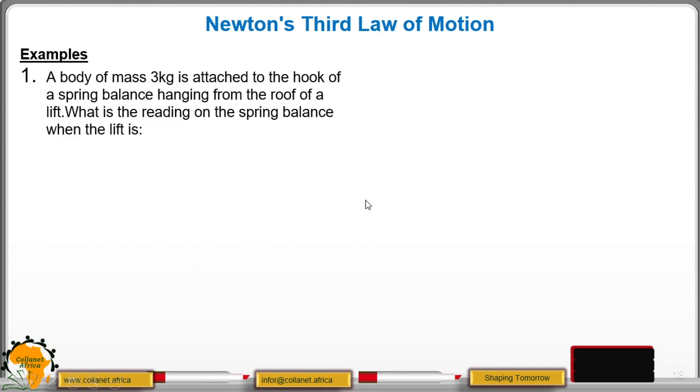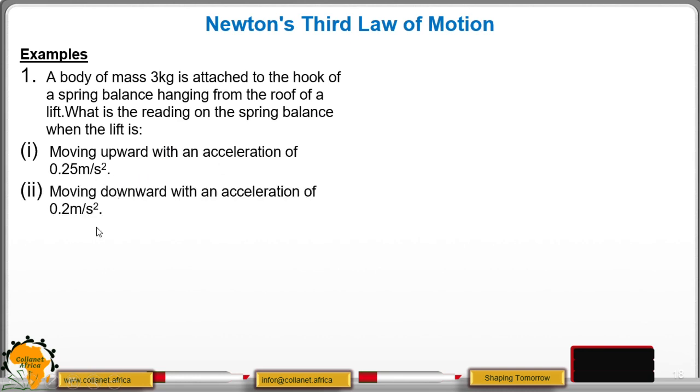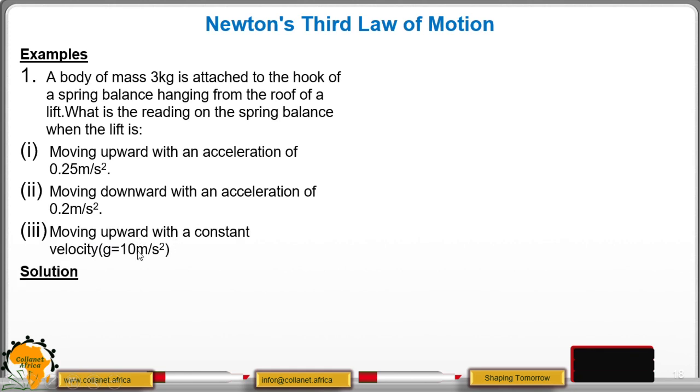Then from there, we move to an example. A body of mass 3 kg is attached to the hook of a spring balance that is hanging from the roof of the lift. What is the reading on the spring balance when the lift is moving upward with an acceleration of 0.2 meters per second squared? And number 2, when it is moving downward with an acceleration of 0.2 meters per second squared. And number 3, when it is moving upward with a constant velocity.